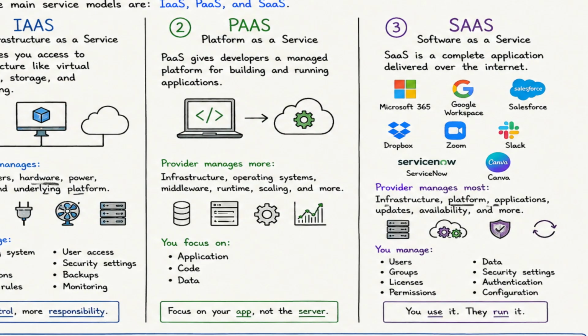PaaS stands for Platform as a Service. PaaS gives developers a managed platform for building and running applications. The provider manages more of the underlying infrastructure, and the customer focuses on the application, code, and data. For example, a developer might upload a web application to a managed cloud app platform and not directly manage the operating system underneath it. That's the point of PaaS. You focus on the application, not the server.